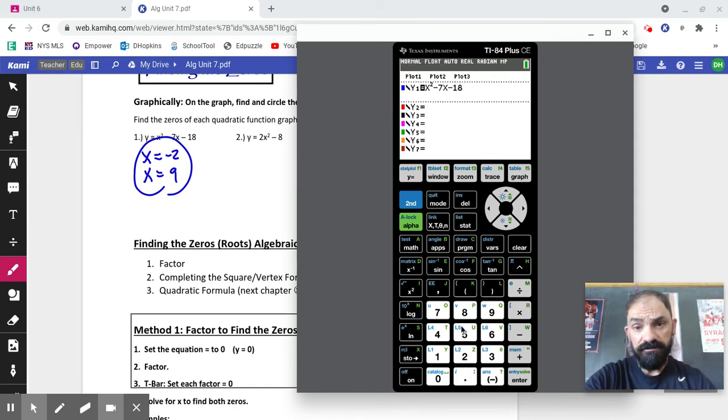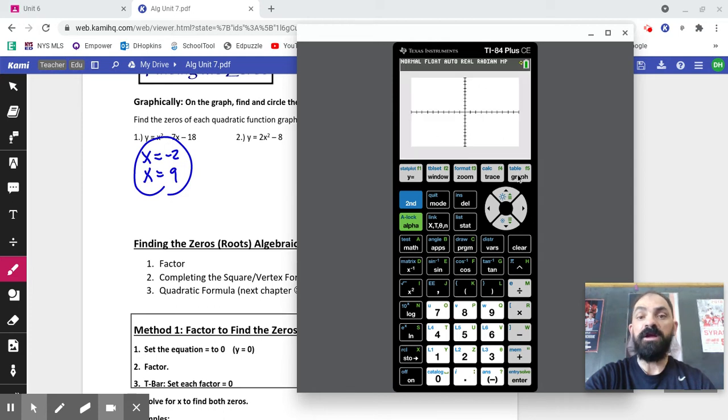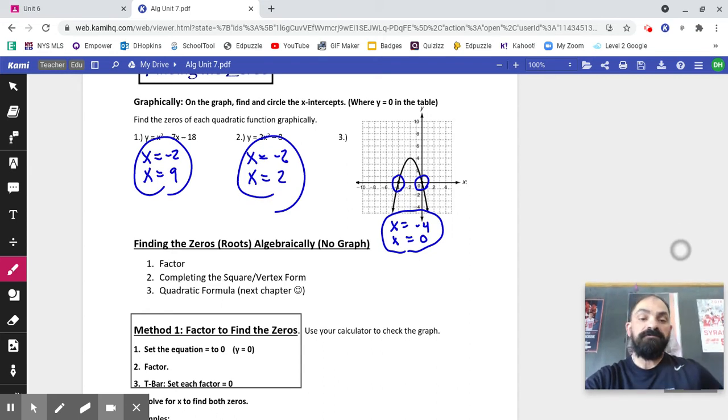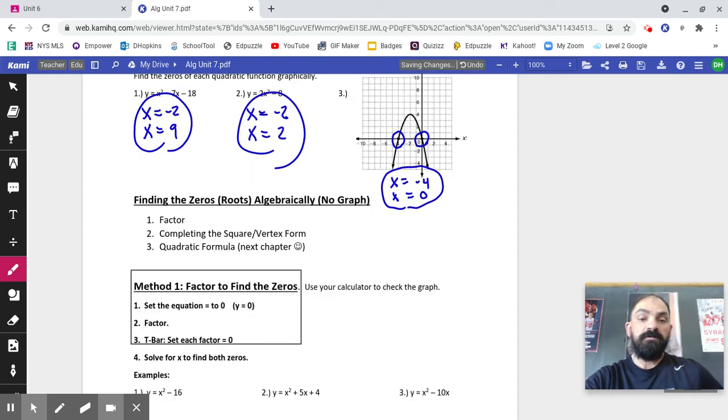2x squared minus 8. Clear out what's there. 2x squared minus 8. Go to the graph, and we have x equals -2 and x equals +2. Those are the zeros. So finding the zeros, that was graphically.